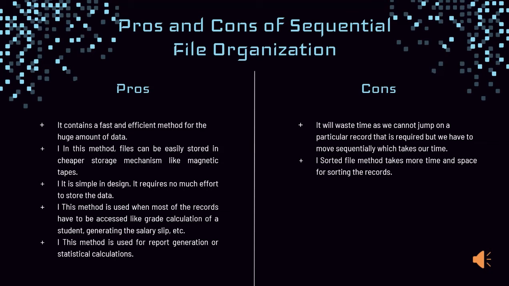For the cons, the first one is it will waste time as we cannot jump to a particular record that is required, but we have to move sequentially, which takes time. Second one is sorted file method takes more time and space for sorting the records.